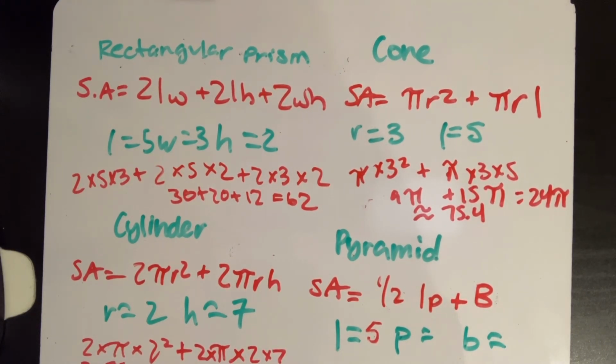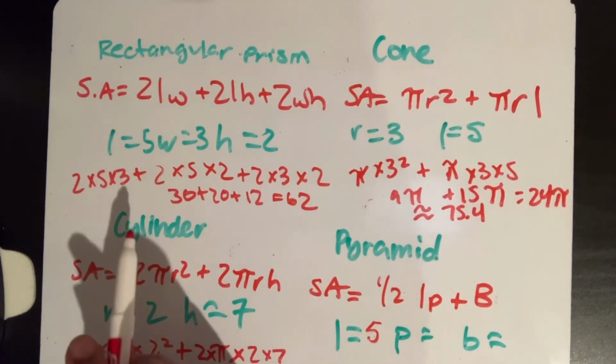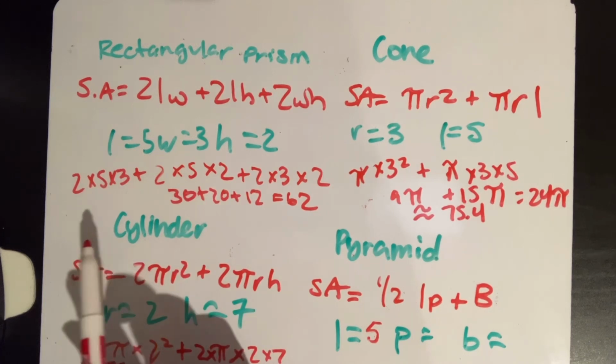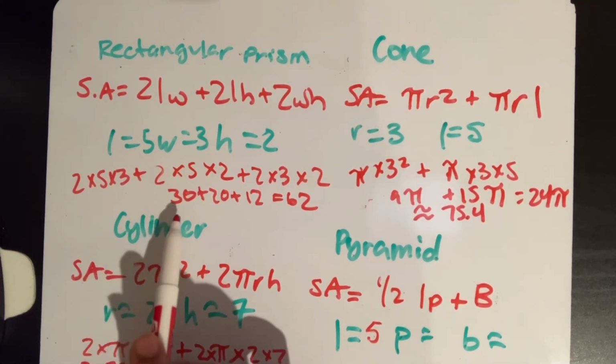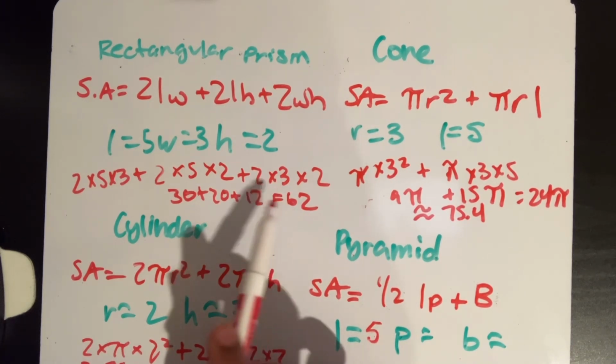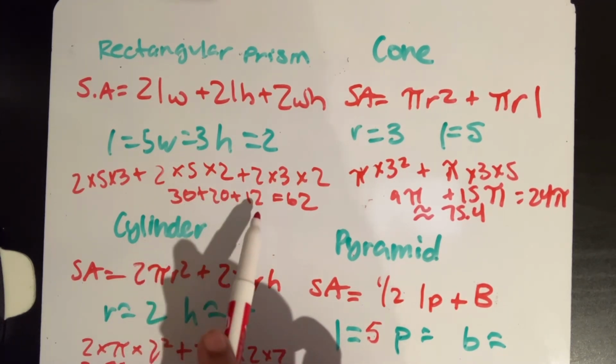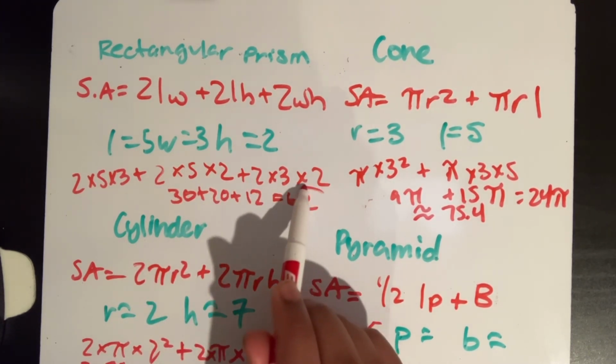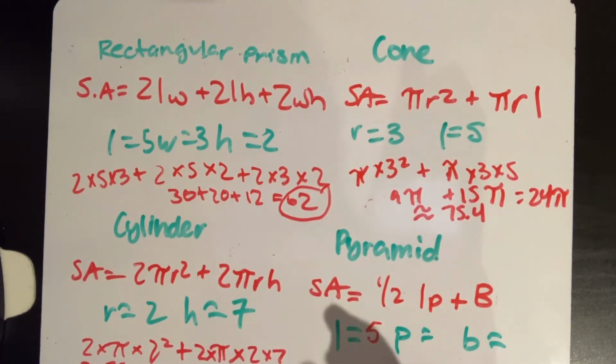If the length is 5, the width is 3, and the height equals 2, then we can plug it into the formula: 2 times 5 times 3 plus 2 times 5 times 2 plus 2 times 3 times 2 will get you to 30 plus 20 plus 12, which gets you to 62 as your surface area.